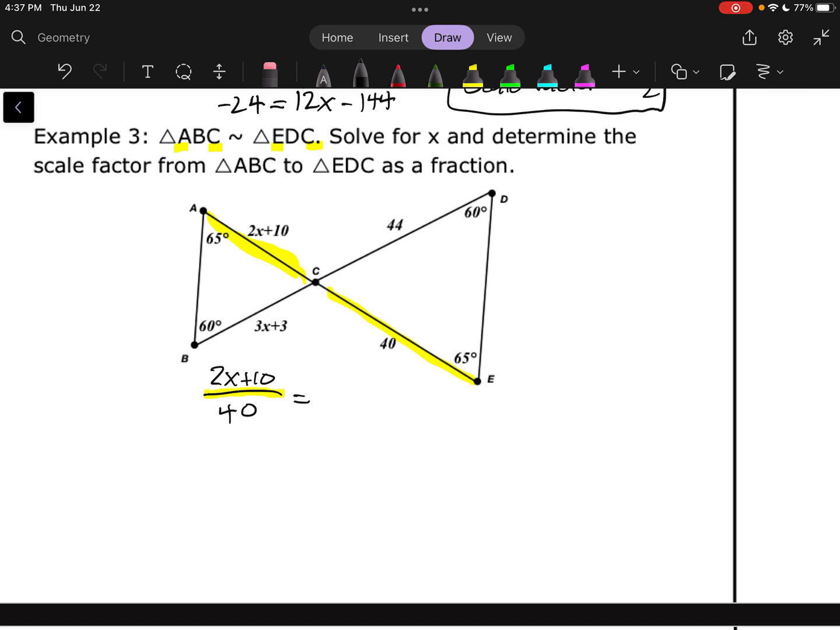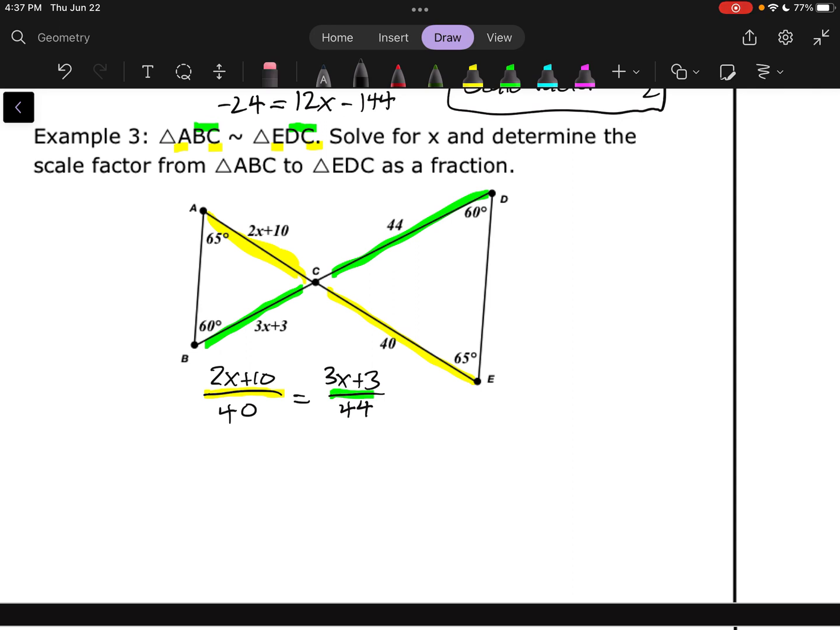And then I got to set that equal to another ratio. I do know side BC here. That's the last two letters. That should correspond to DC, the last two letters over there. So that should be 3x plus 3 is equal to, or I'm sorry, is over 44. And once again, those ratios of the corresponding sides should be equal because these things are similar. That's one of the features of similar triangles.